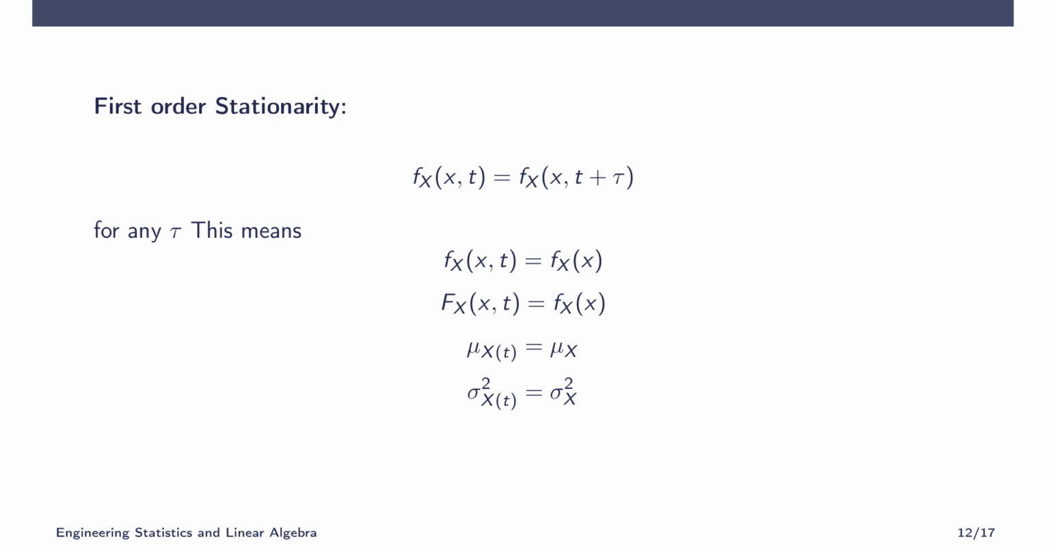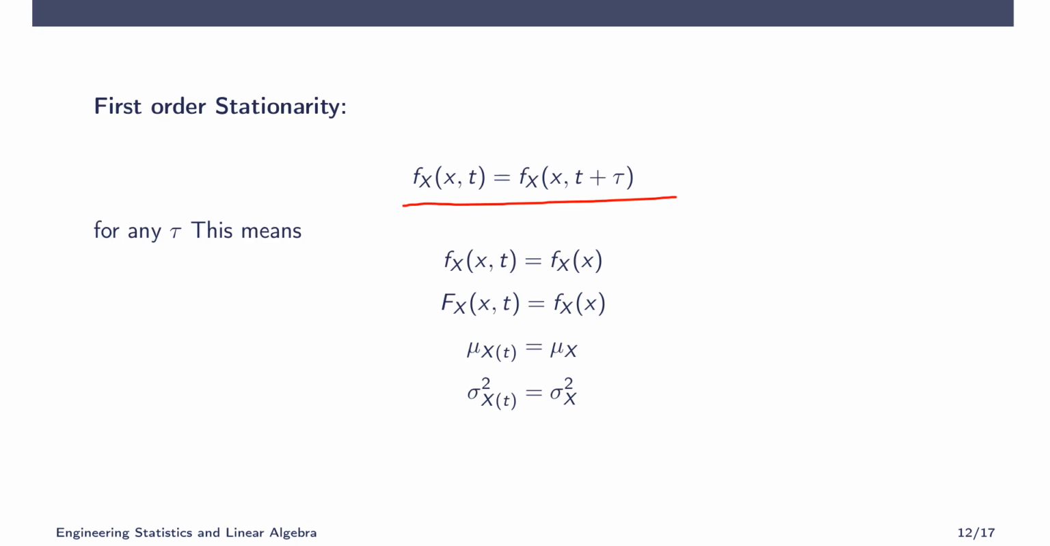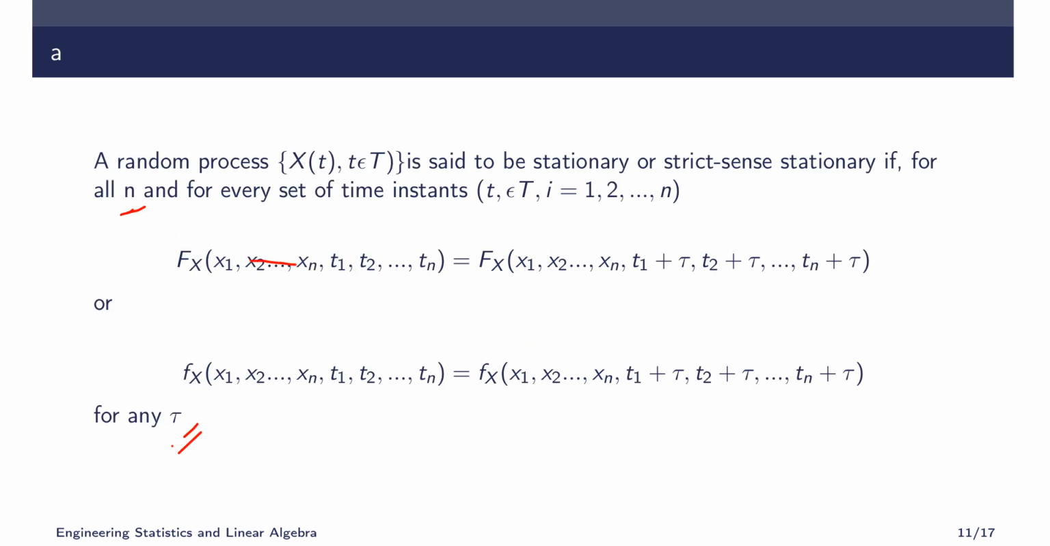Now we'll consider a first order stationary process. First order stationary means the order is 1, that is, in this term the n value is 1, and tau can take any value. So if you substitute that, we get fX(x, t) and fX(x, t plus tau). We don't want x2 to xn and t2 to tn, so here also there is only one variable. So instead of t1 I am taking t, and here it becomes t plus tau.